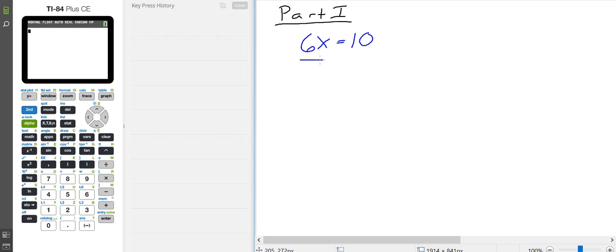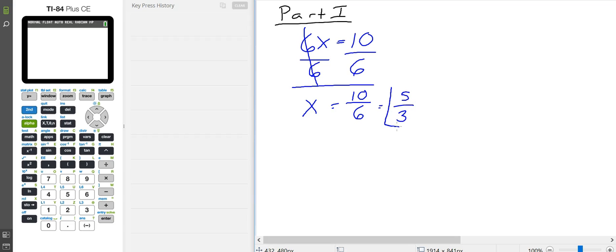If you divide the left side of the equation by 6 to get rid of that 6, these 6's are going to cancel out. But you can't just divide one side of the equation by something. You have to divide both sides of the equation by the same thing to make sure the equation is still equal. Now on the left side, we're left with x, and on the right side, we're left with 10 over 6. Now you can simplify this. 10 over 6 is 5 over 3, and x is equal to 5 over 3.